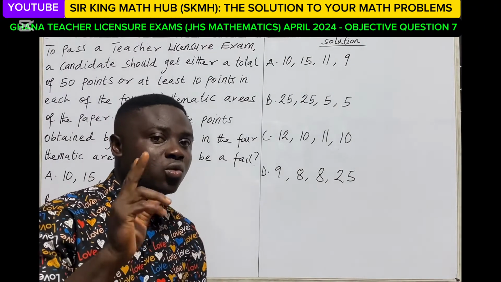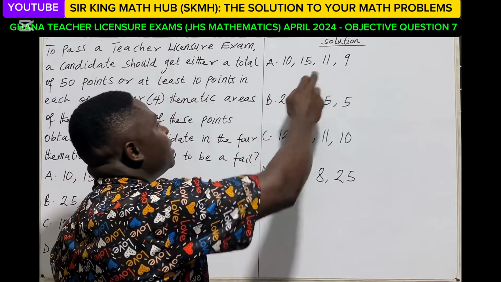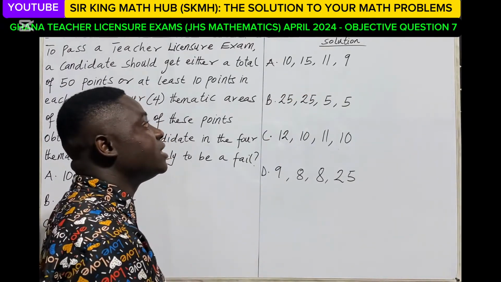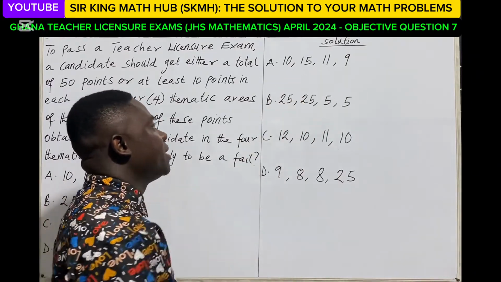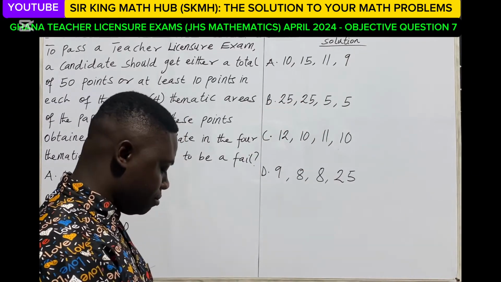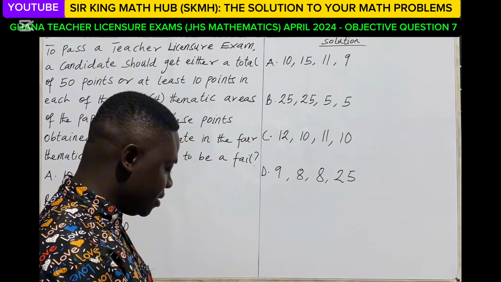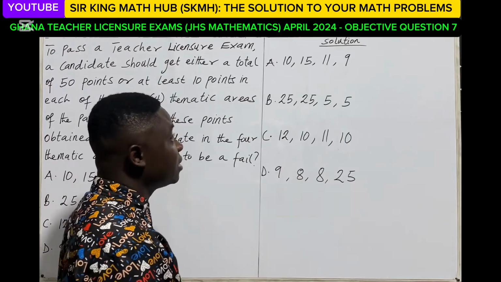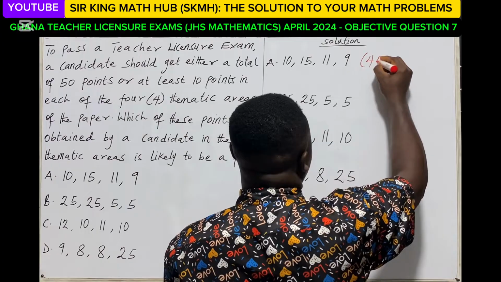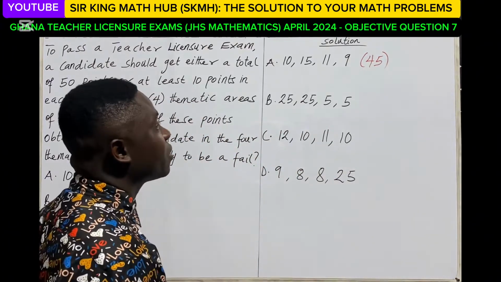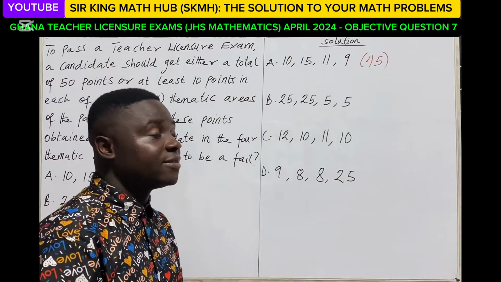So remember, 2 conditions have to be satisfied. One, when we sum up the individual scores on the 4 thematic areas, we should get at least 50 points. So let's sum them up and see. 10 plus 15 plus 11 plus 9. Okay, so this is giving us a score of 45. So the first condition has not been satisfied because 45 is less than 50.